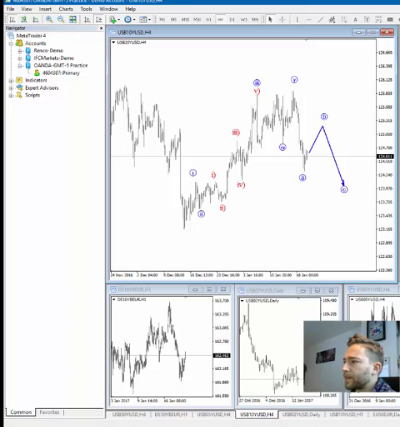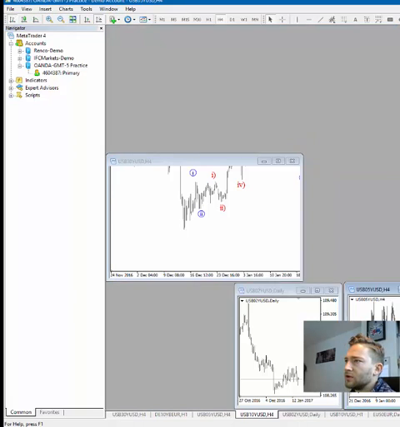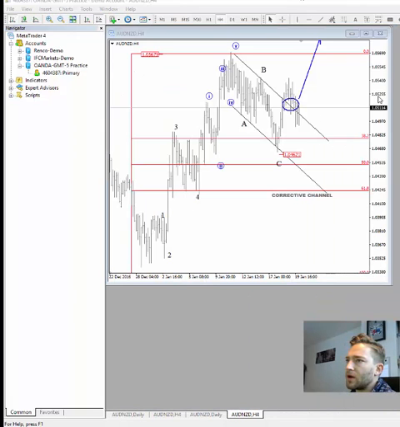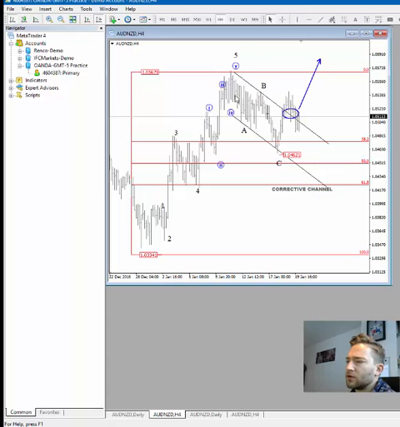Now I also wanted to update you on Aussie dollar against the New Zealand dollar. As you know, we are long on this one for the last, what, 10 days or so. So I updated the wave count 2 days back, as you know, and I'm tracking this as a potential bullish reversal. This is wave 1, this was wave 2, then we got wave 3 and wave 4 pullback, and then this was a 5th wave to the upside.